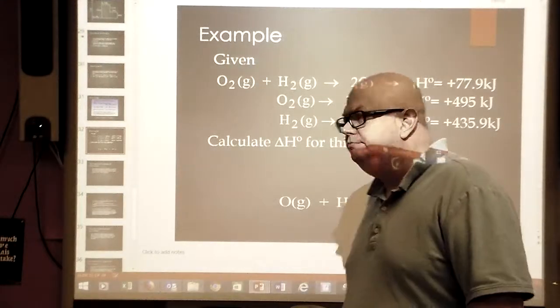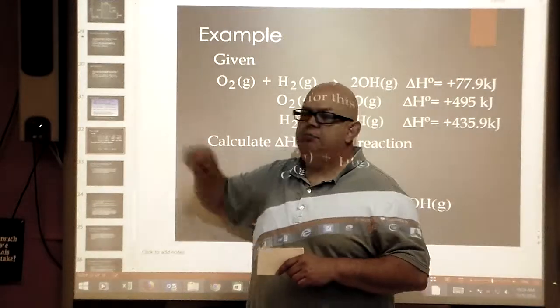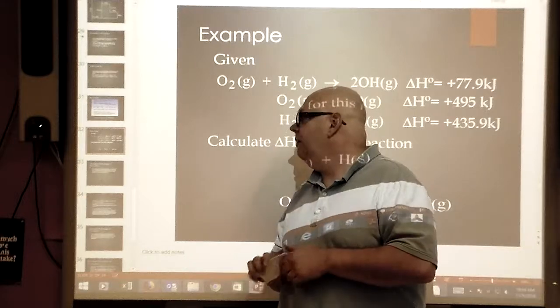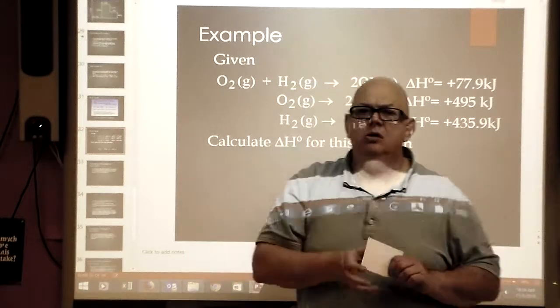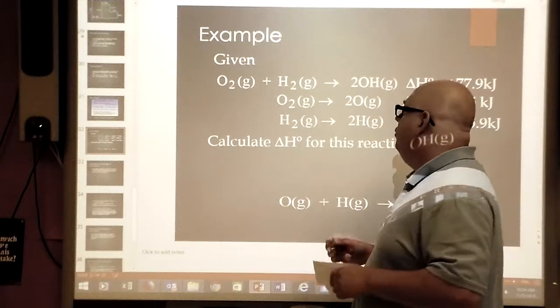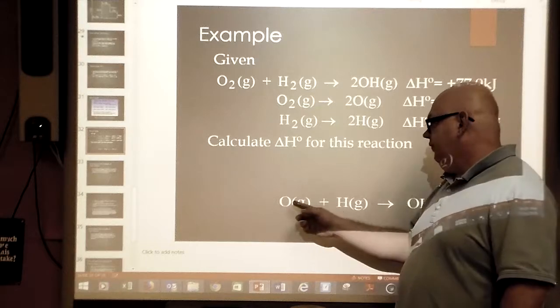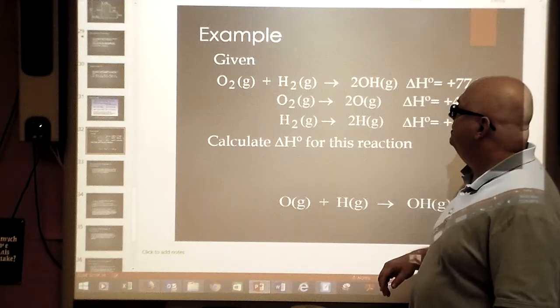And I'm back. I skipped an example, the one that's got the blue thing. I'd rather go work with this example here, and then I'm going to show you guys how to do it. So, what we're doing, we are ultimately making OH gas from oxygen gas and hydrogen gas.